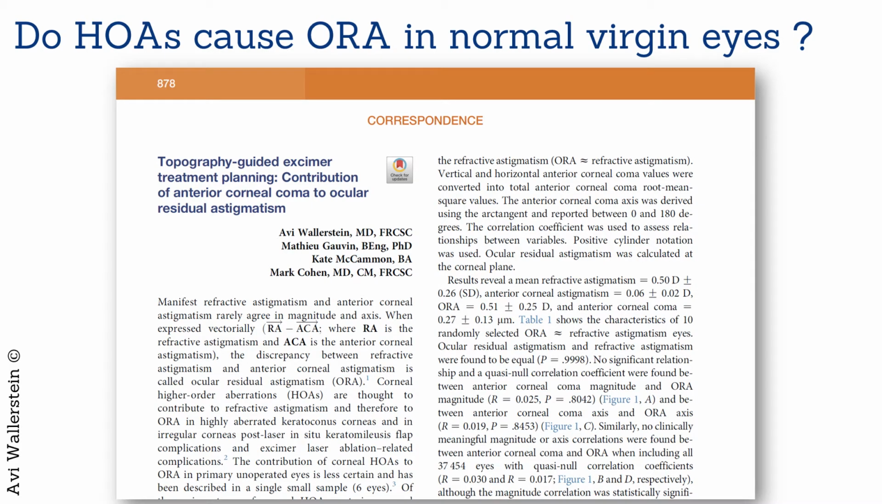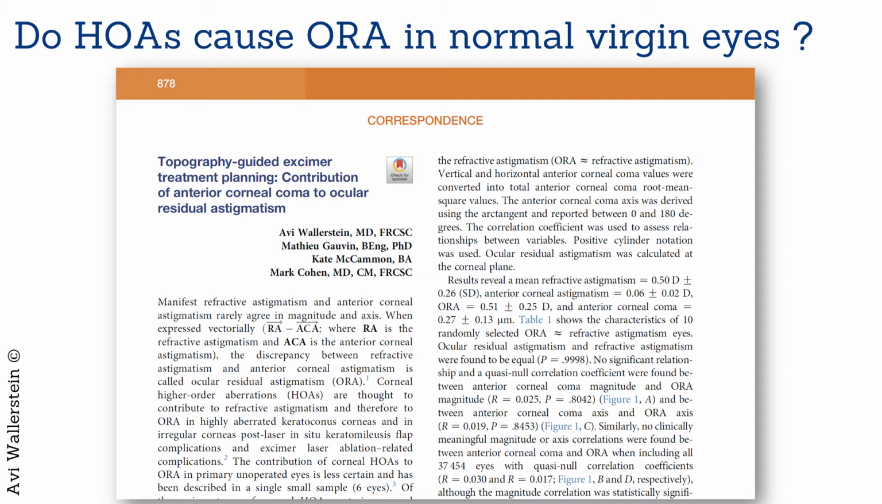So why did using the Manifest Refraction data as treatment input lead to better refractive outcomes than using the ACA data as input? Could it be that ORA is unrelated to anterior corneal HOAs and therefore HOAs do not affect the Manifest Refraction in primary virgin healthy eyes?